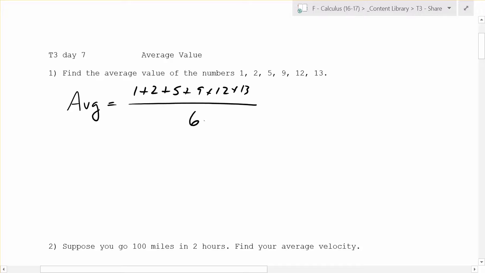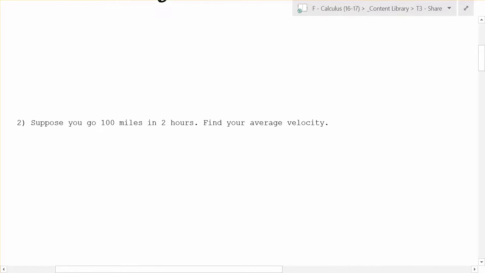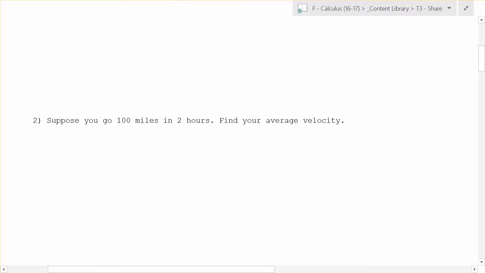We good with that? So let's generalize it a little bit more. I'm not actually interested in the answer to that, but do you understand where that comes from? Yes, okay. Suppose you go 100 miles in 2 hours. How do you figure out your average velocity? What would you do, Mark? Total distance divided by total time.